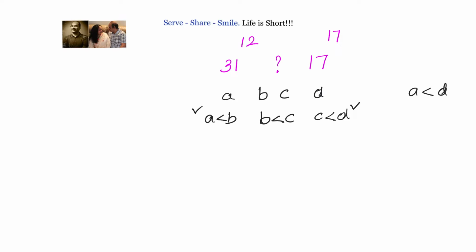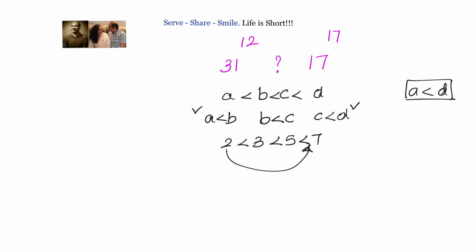Then combining all of them, we get A less than B less than C less than D. Something like 2 is less than 3, 3 is less than 5, 5 is less than 7. Then obviously 2 is less than 7. So that's how we can prove that.